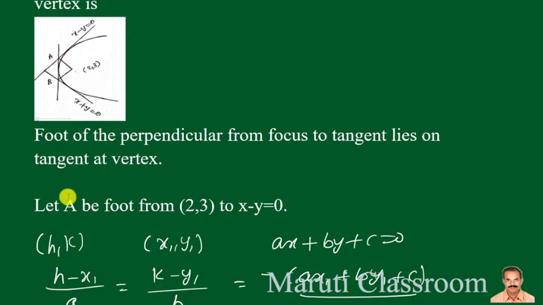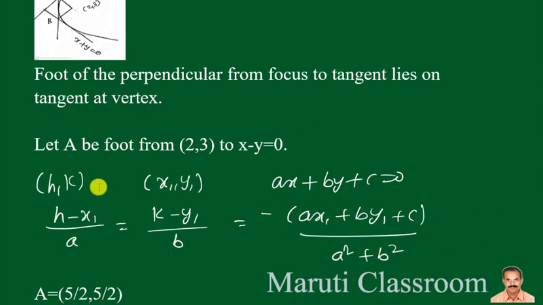Now to find A and B, suppose A is the foot of the perpendicular from (2, 3) to x minus y equals 0. We know one formula: if (h, k) is the foot of the perpendicular from (x1, y1) to the line ax plus by plus c equals 0, then (h minus x1) by a equals (k minus y1) by b equals minus of (ax1 plus by1 plus c) by (a squared plus b squared).